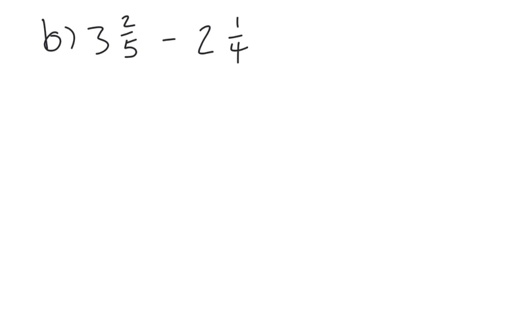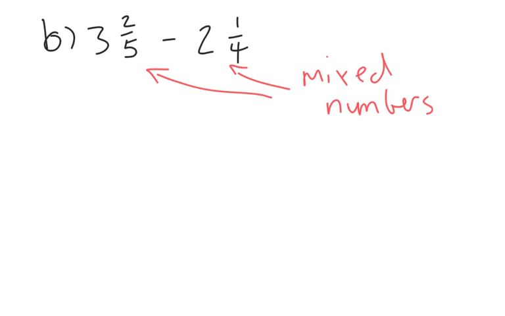In our next question, we're going to be looking at 3 and 2 over 5 subtract 2 and 1 over 4. You might notice this question is very different from previous questions we've done. These are actually both considered mixed numbers. Why are they considered mixed numbers? Well, they are a mix of integers and fractions.